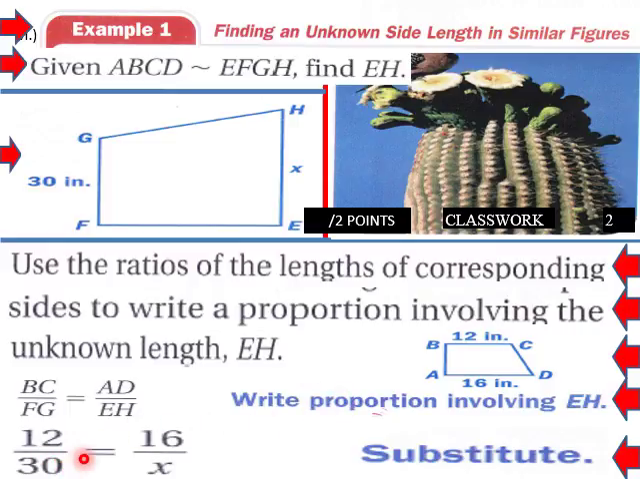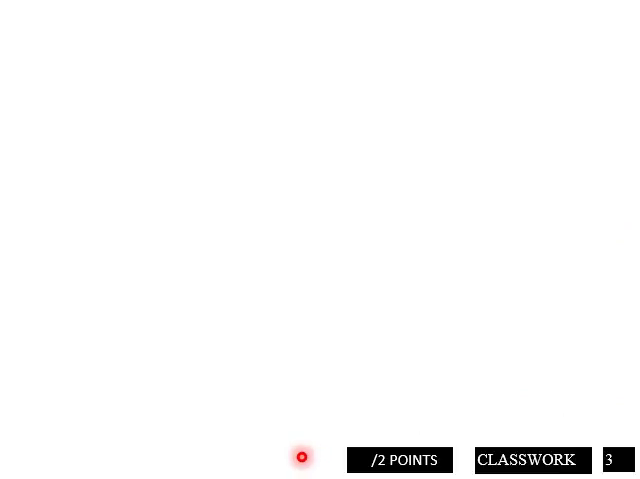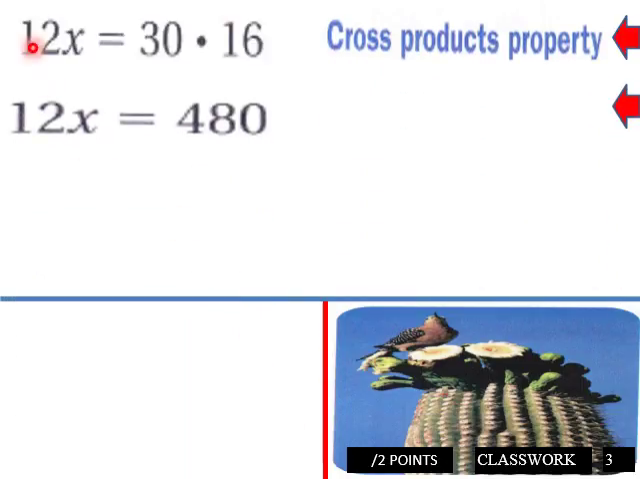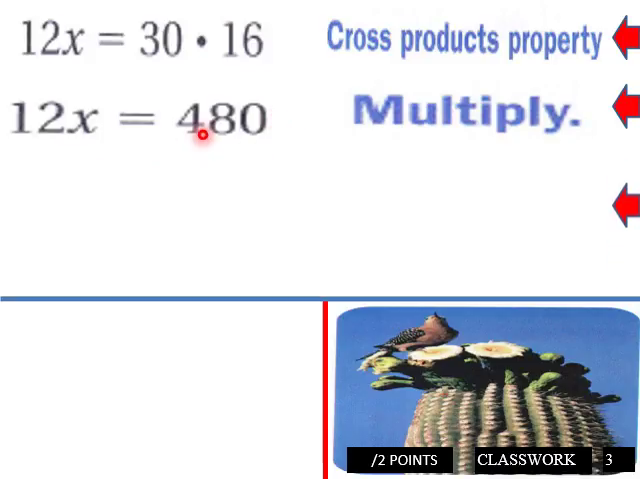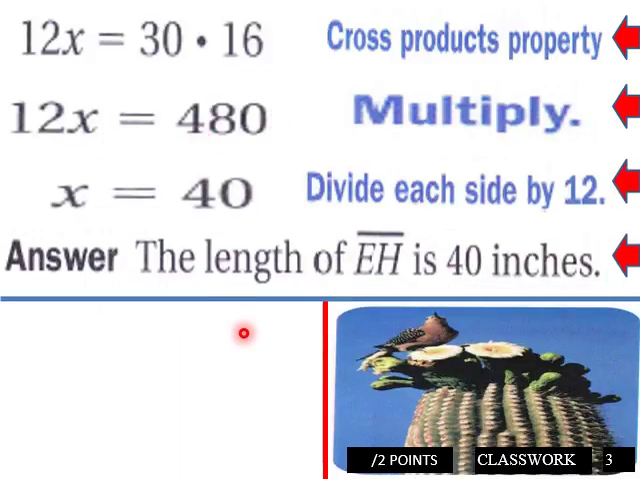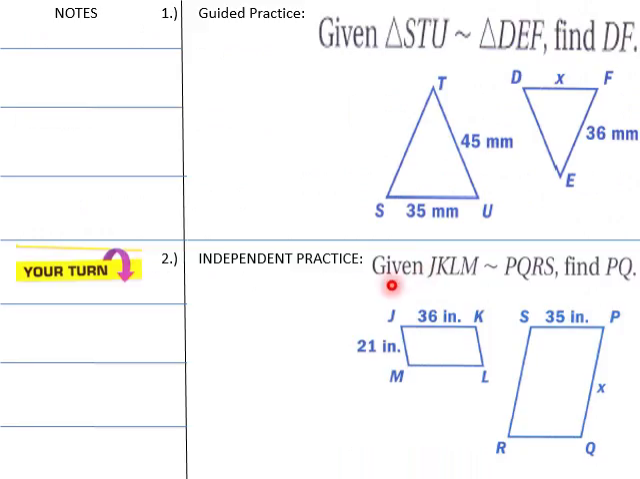And then 12 over 30 equals 16 over x. So to solve, how will we solve for x? We cross multiply, and we get 12x equals 30 times 16. 12x equals 480, x equals 40. So the length of EH would be 40 inches.